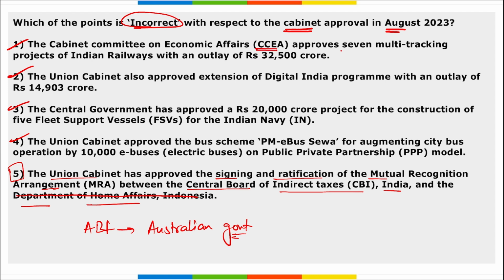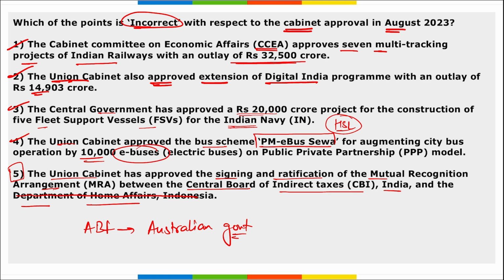And all the other options are correct here. The CCA approved 7 multi-tracking projects of Indian Railways with an outlay of 32,500 crore rupees. Then the Union Cabinet also approved the extension of the Digital India program with an outlay of 14,903 crore rupees. The central government has approved a 20,000 crore project for the construction of fleet support vessels. This is for the Indian Navy, and it will be developed by HSL. And the Union Cabinet has approved the bus scheme, that is PM e-bus seva, and under this 10,000 electric buses will be used, and this is under the PPP model, that is public-private partnership model.